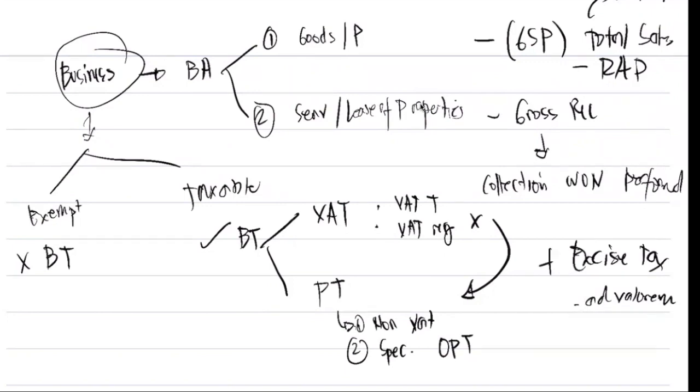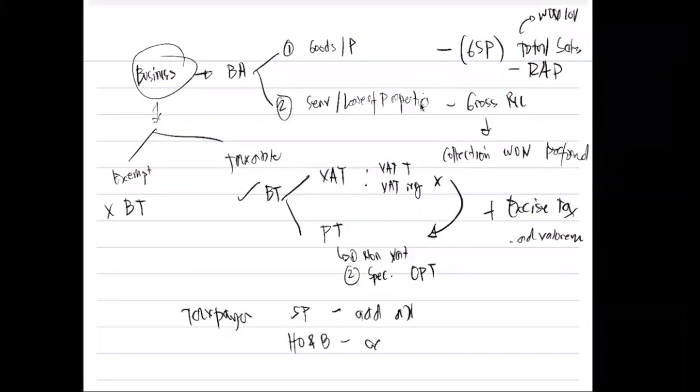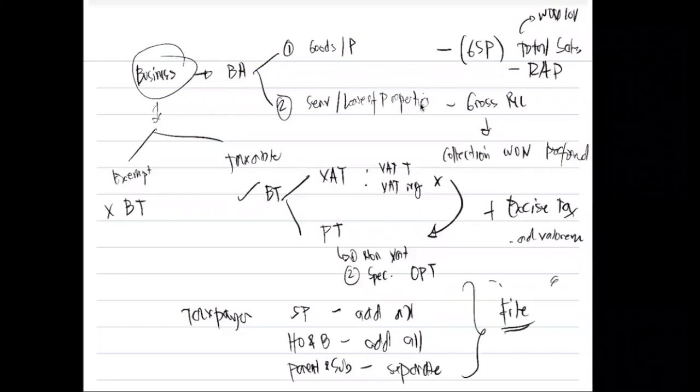So after knowing that you are taxable, you need to know the type of taxpayer. If the taxpayer is a sole proprietor, you add all. If that is home office and branch, you add all, meaning including those of the branch. If that is considered a parent and subsidiary, then you need to separate each. Okay? Then after that, you go with your filing of your business tax. Okay? So just an introduction on your business tax.